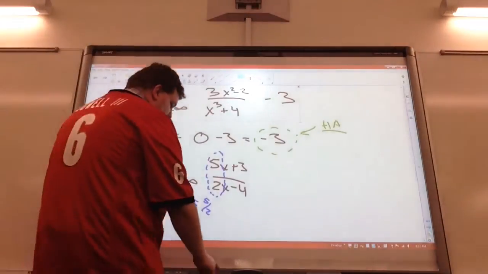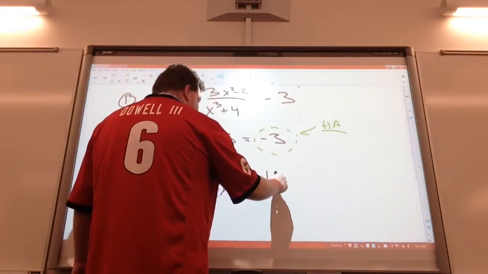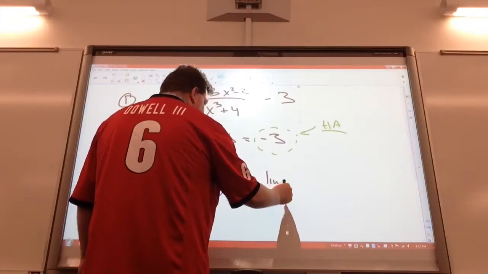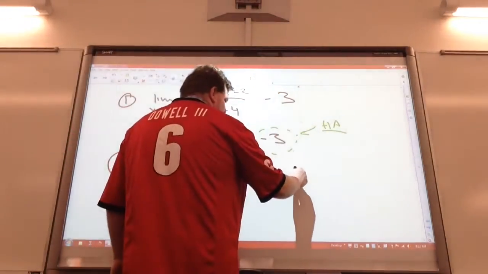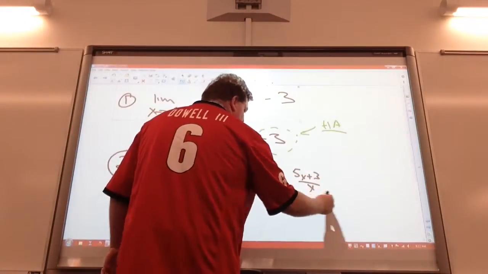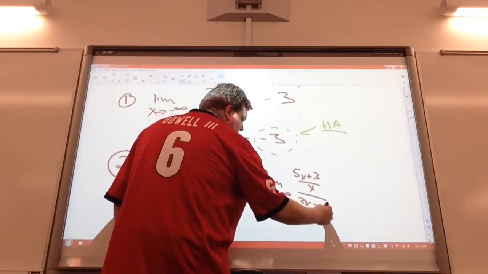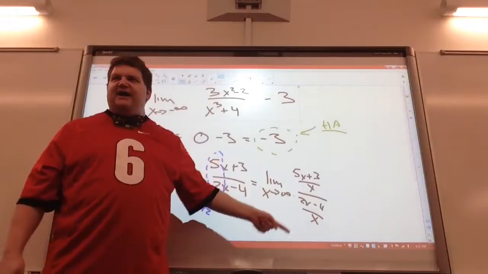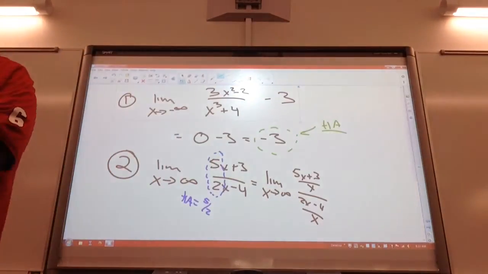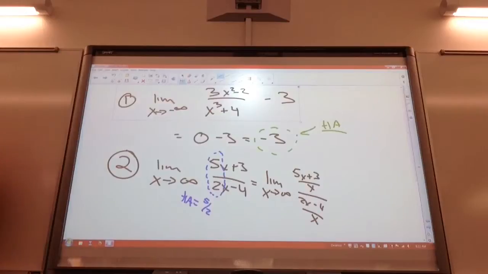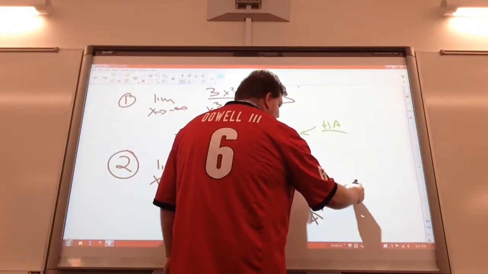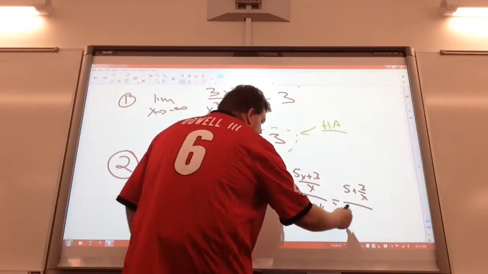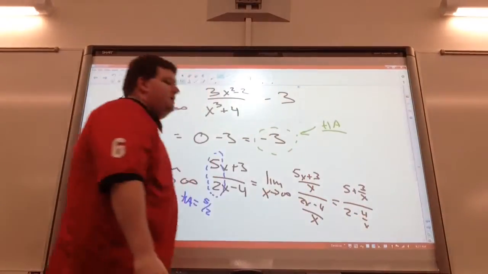Another way I could do this is to rewrite the whole fraction a little bit faster than polynomial long division, as 5x plus 3 over x divided by 2x minus 4 over x. If I'm dividing by the same variable on top and bottom, can I do that? Of course I can. It's just multiplying the thing by 1. The benefit of this is that the x's cancel, so I can rewrite this as 5 plus 3 over x over 2 minus 4 over x.